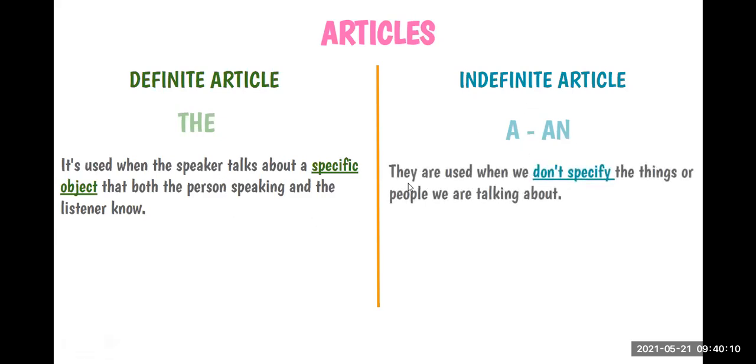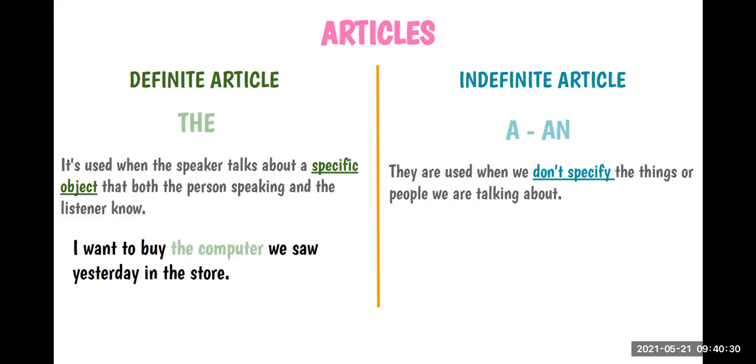An indefinite article, it says, they are used when we don't specify the things or people we are talking about. Something that we don't specify. Okay? Let's see two examples. I want to buy the computer we saw yesterday in the store. Okay, as you can see in this example, I use the because I know the computer and the other person knows the computer because both of us saw the computer yesterday in the store. Okay, so it's a specific object. I want to buy this specific computer, not another computer, the one that we saw yesterday. So that's when we use the for something specific, okay?